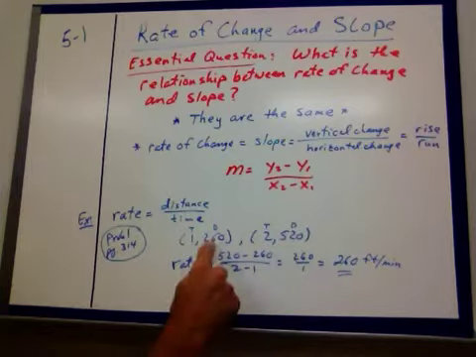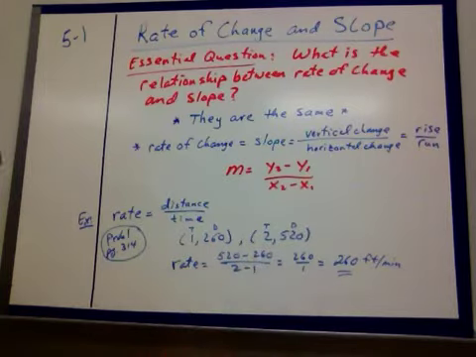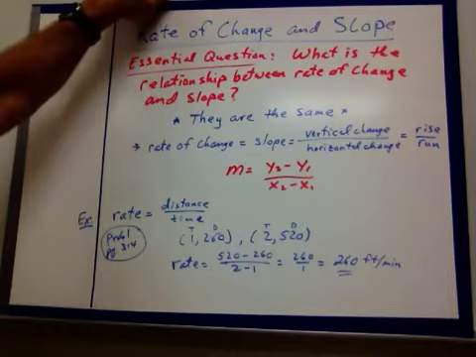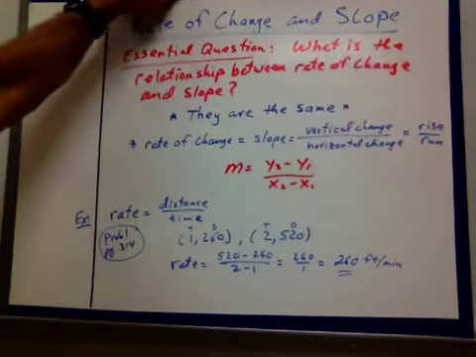So 520 minus 260 over 2 minus 1. That's 260 over 1, or 260 feet per minute. That's our rate of change when you're talking about a distance and time problem. All right, problem 1, page 314 in the book. Pretty straightforward. Okay, let's take a look at some more here.